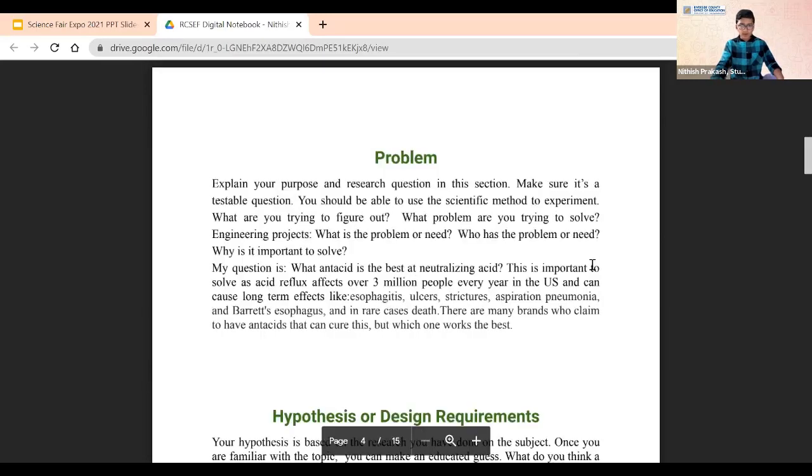So your problem, as it is in its name, is your question, what you're going to be trying to solve. So if it's a science project, then you can follow what I did. I just said what my basic question was, why it was important, and who it would help. If you're an engineering project and you're inventing something, you need to talk about what is the problem or need, who has the problem or need, and why it's important to solve.